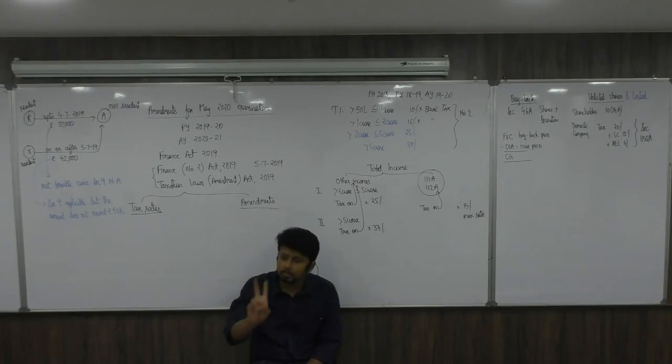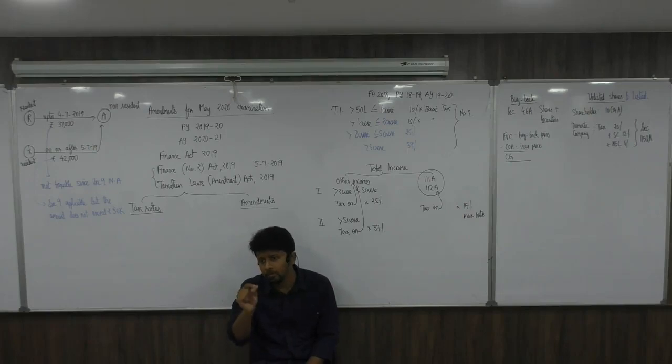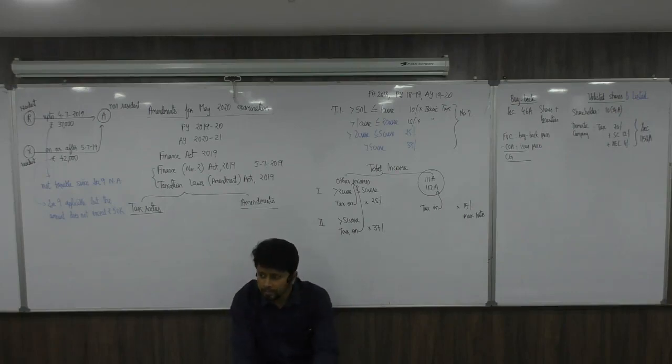Ye samjha? Dusra cheez jo aapne observe nahi kiya hai. 115QA only covers shares. 46A covers shares and securities, which means if debentures and bonds are bought back, you don't call them as buyback, but it's redemption. But if redemption of debentures and bonds happen, then definitely 115QA is not applicable, even if it is done by a domestic company.